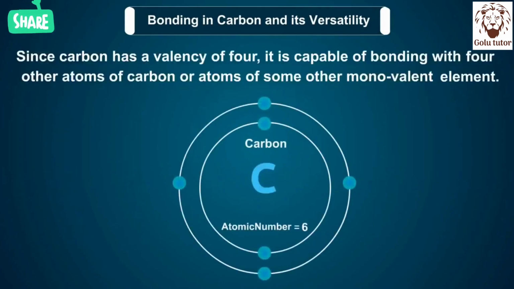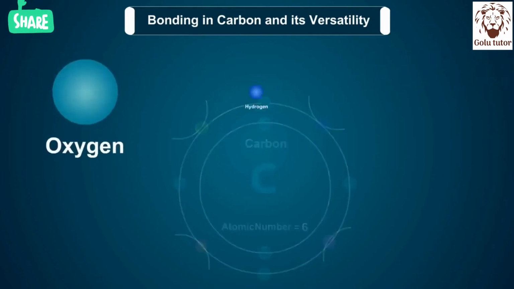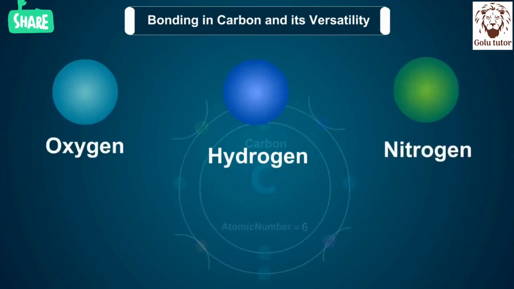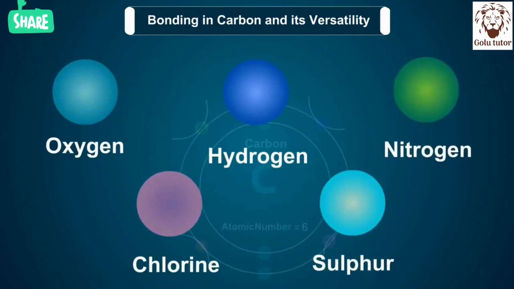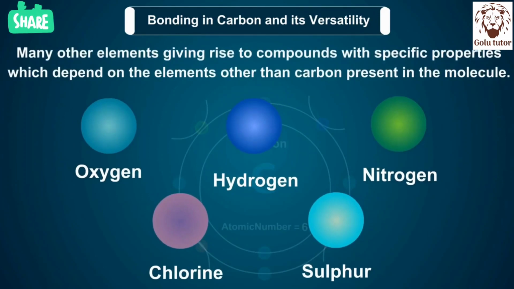2. Since carbon has a valency of 4, it is capable of bonding with 4 other atoms of carbon or atoms of some other monovalent element. Compounds of carbon are formed with oxygen, hydrogen, nitrogen, sulfur, chlorine and many other elements, giving rise to compounds with specific properties which depend on the elements other than carbon present in the molecule.